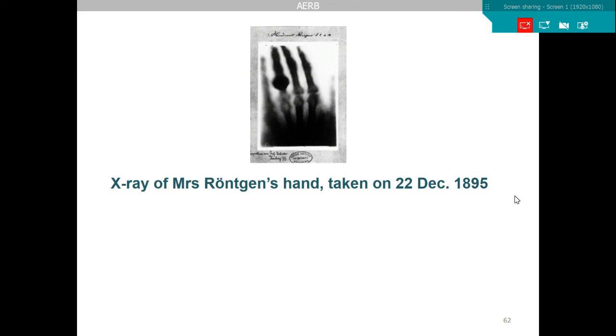Now, the last slide: look at this picture, an X-ray picture. This is the X-ray picture of Mrs. Röntgen. Dr. Röntgen is the scientist who discovered X-rays in the year 1895. This picture was taken on the 22nd December 1895. So people have done a lot of hard work. They have demonstrated to the world the efficacy of X-rays. She has shown her hand. See, this is the use of this technology.